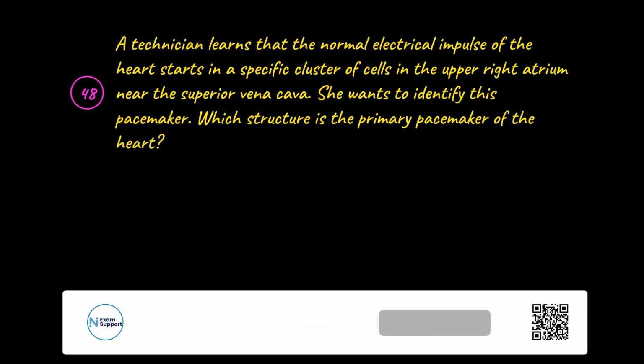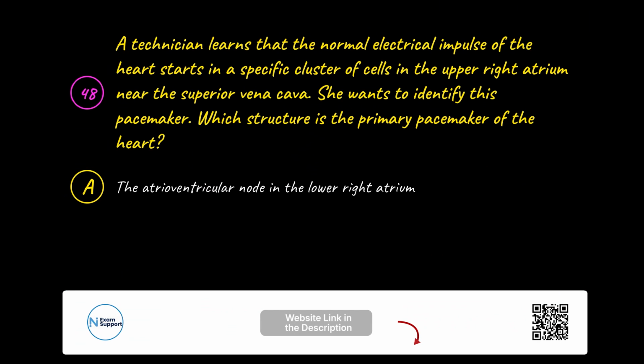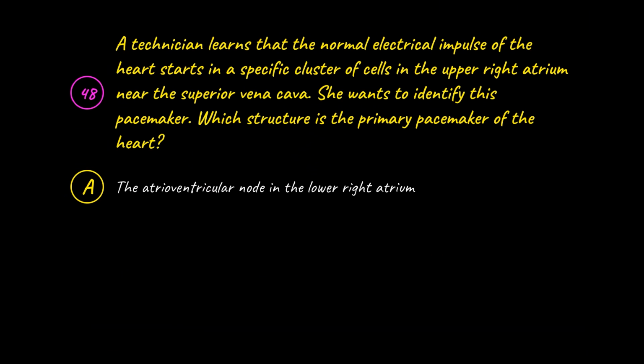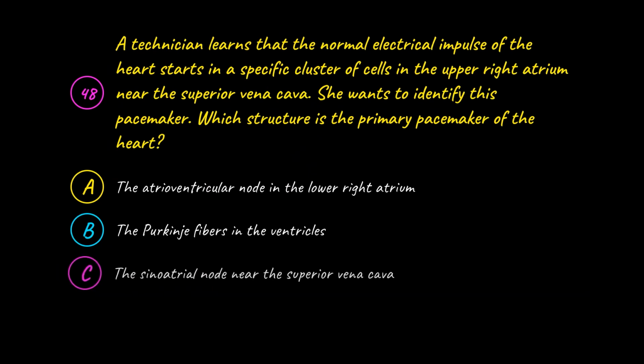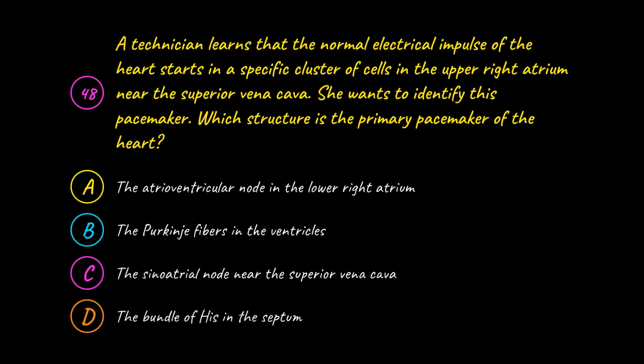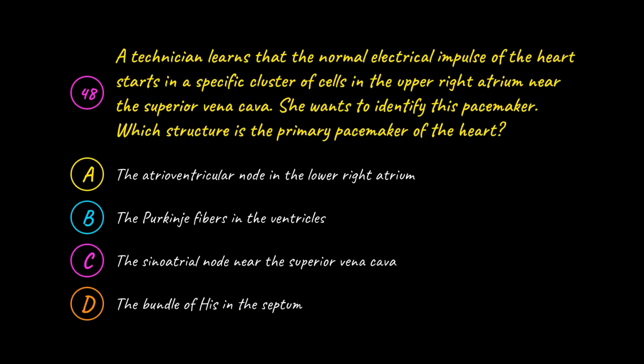Your options are A. The atrioventricular node in the lower right atrium. B. The Purkinje fibers in the ventricles. C. The sinoatrial node near the superior vena cava. D. The bundle of His in the septum. Got a guess? Lock it in.